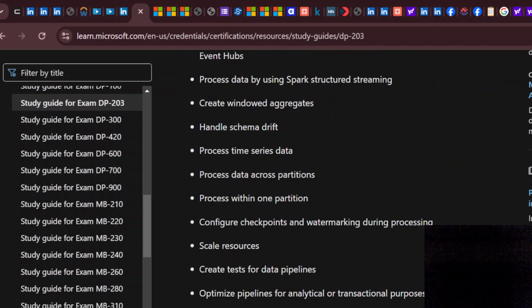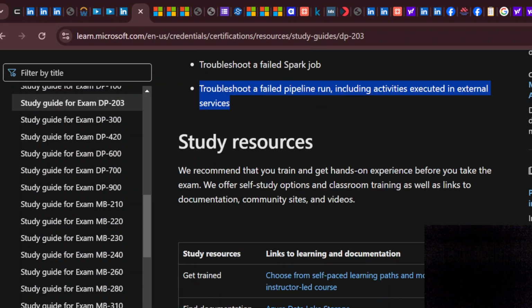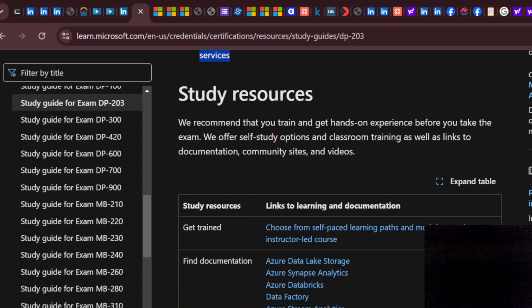So this is a very huge one which will actually make you understand the entire concept of Azure Data Engineering, and you can actually shift your career path in that perspective.